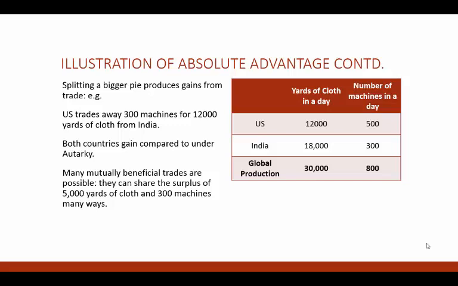One such outcome is depicted as follows. The US trades away 300 machines for 12,000 yards of cloth from India. This leaves the US with 500 machines and 12,000 yards of cloth, and India with 18,000 yards of cloth and 300 machines. This post-trade outcome, given specialization based on absolute advantage, increases each country's production capabilities and therefore their consumption possibilities over autarky. Thus, we have demonstrated the claim made by Adam Smith for trade being a positive sum game.